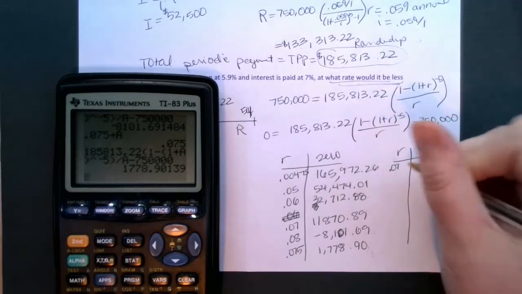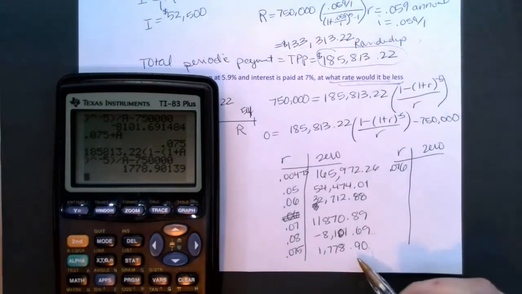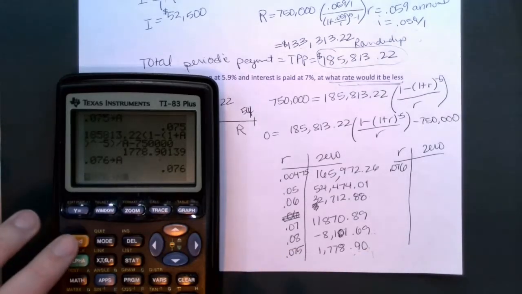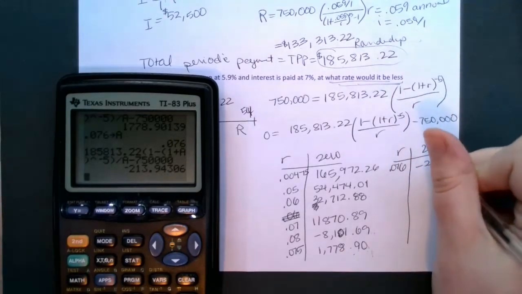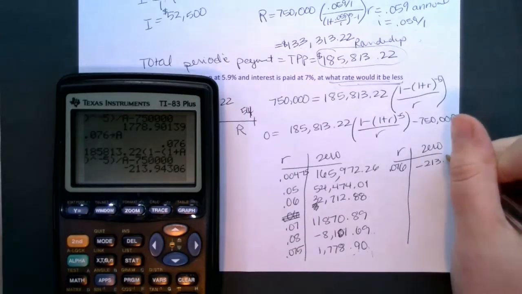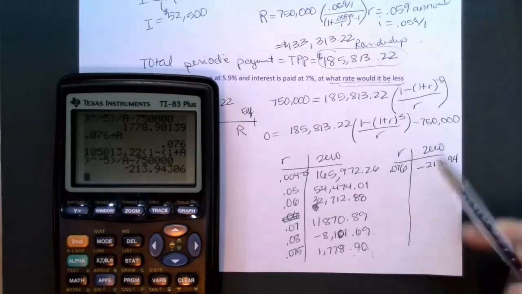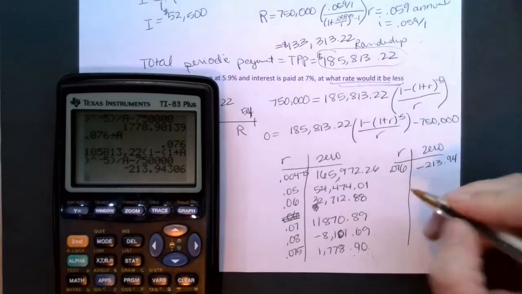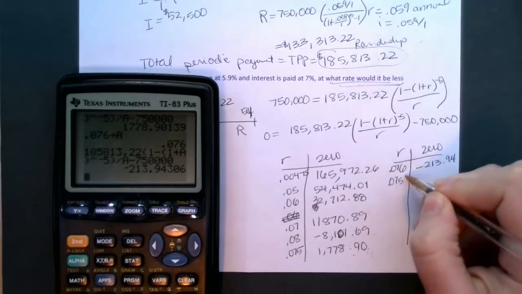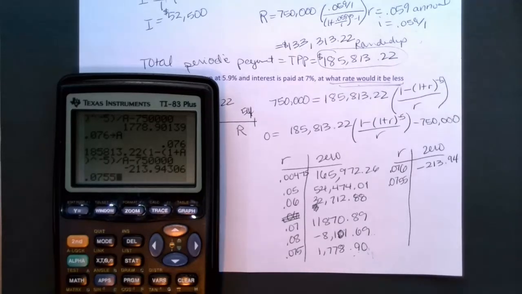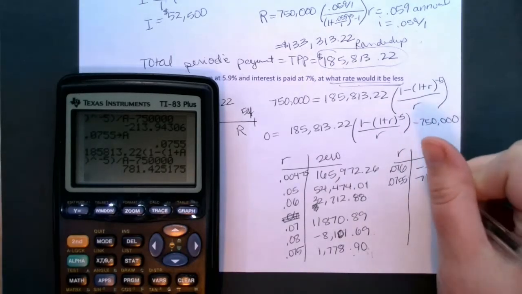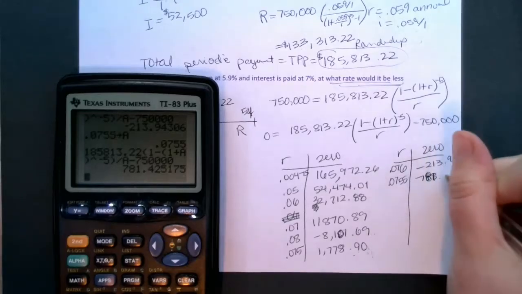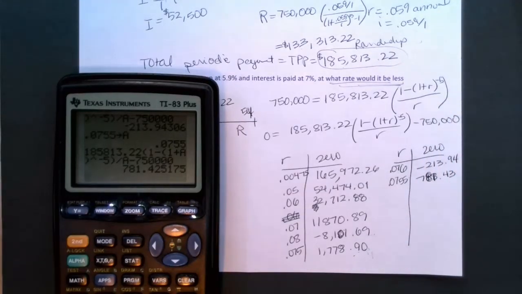So let's say 0.076, because this is already a lot closer, so it's going to be closer to 0.075, 0.076. Negative $213.94. So that's a lot closer than we were before. And we passed 0, so now that means we're somewhere between 0.075 and 0.076. So let's just go to one more decimal. Let's try 0.0755. Run it again. Now we get $781.43. So again, that's a lot closer.